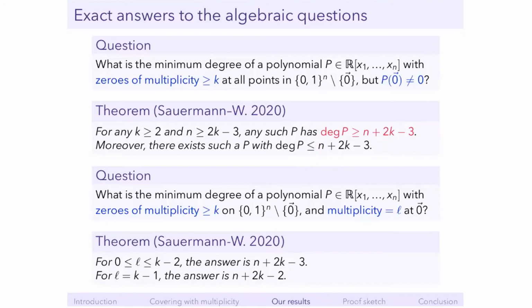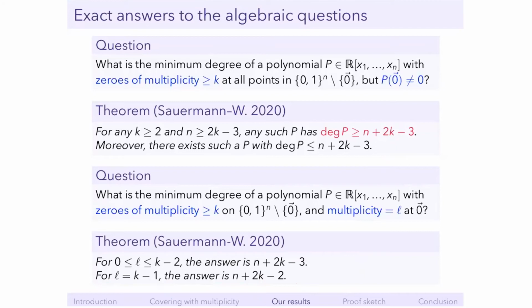And so there's something kind of interesting here, where for the algebraic question, insisting on some fixed multiplicity at the origin actually doesn't change the answer. The answer is just n plus 2k minus 3 no matter what, except when this multiplicity at the origin is k minus 1, and then the answer goes up by 1, it turns out.